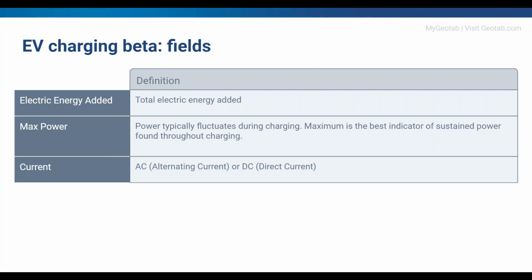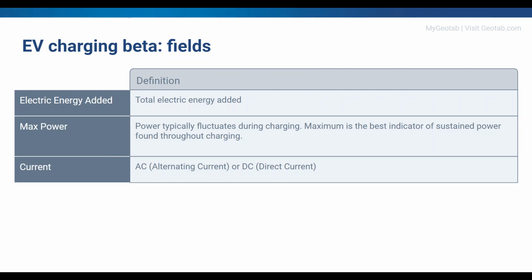So we call out the max power because sometimes there is fluctuation, especially if you're taking advantage of the rapid charging or the DC fast charging. You may have different names for it, but it's really that very fast charging that you may have available at your charging depots today or on the side of major highways, interstates, etc. And the maximum is, from all the data we've looked at, the best indication of what the sustained power was throughout the charge, even though there may be slight fluctuations.